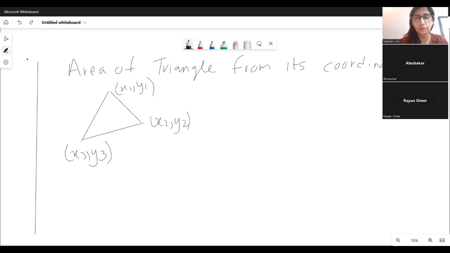अब इसका फॉर्मूला क्या होता है? Area equals, ऐसे लिखना होता है, half and then modulus of x1 ऊपर, y1 नीचे, x2, y2, x3, y3, and then you have to repeat the first coordinate again, x1, y1.